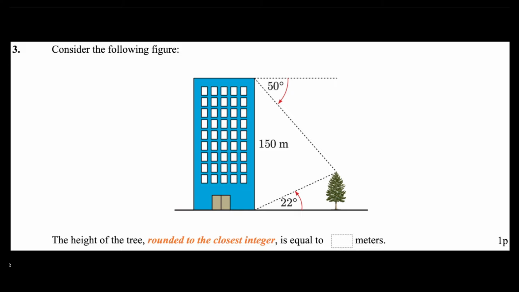This next problem is a little bit more challenging, so you have to be a little bit more creative here. So consider the following figure. As you see, there is a building and there is a tree here. From the top of the tree, if I connect these to these, I will have these angles, and the height of the building according to the problem is 150 meters. The height of the tree rounded to the closest integer is equal to how many meters? Okay, at least I want you to think about it a little bit until I erase the board and make everything ready so that we can start.